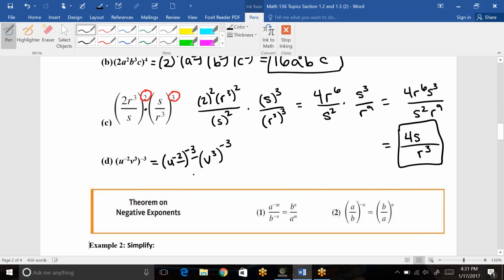And then we can use our multiplication rule for power to power. -2 times -3 would actually be +6. 3 times -3 would be -9. And any time you're simplifying an exponential expression like this, you have to make sure you have no negative exponents in your final answer, so we need to move the v to the 9th to the bottom since it has that negative exponent. So u to the 6th over v to the 9th.